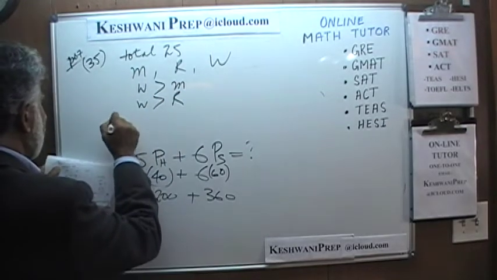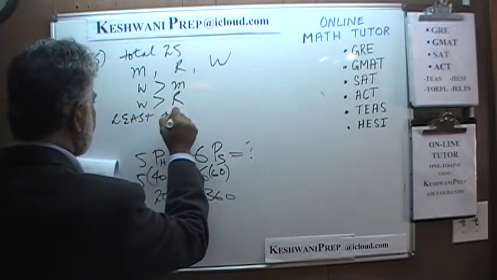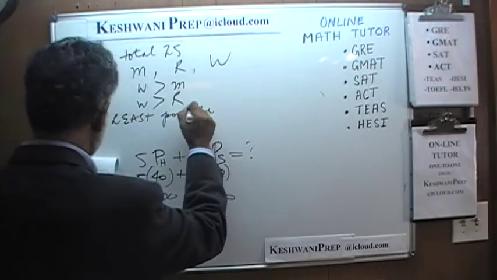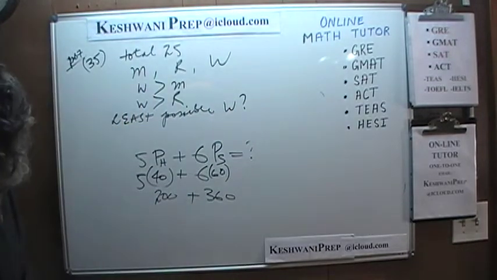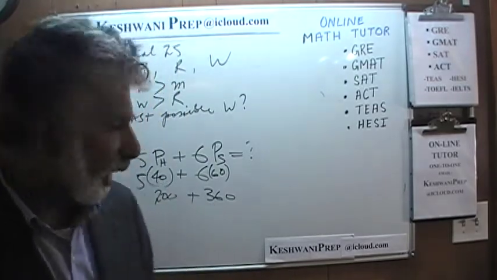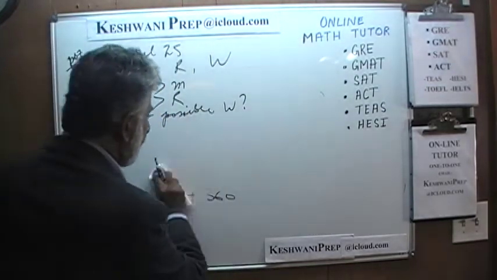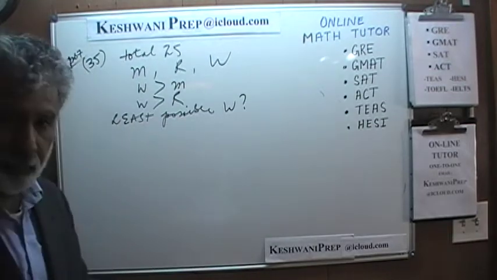The question simply is, what is the least possible number of W's that we can buy, given the fact that we want to buy more of W compared to M, and we want to buy more of W compared to R. And altogether, we are buying 25 units.